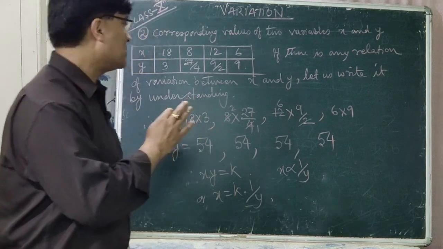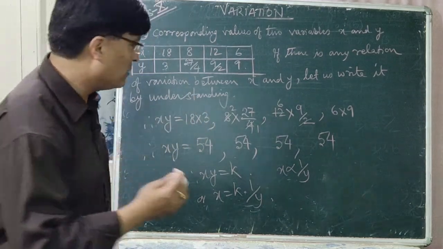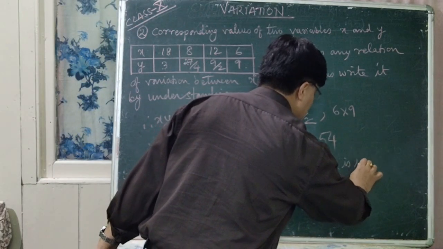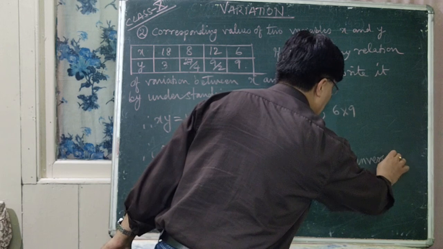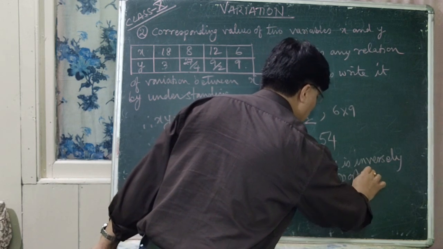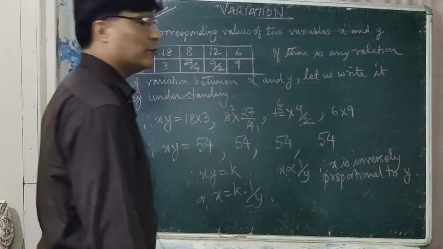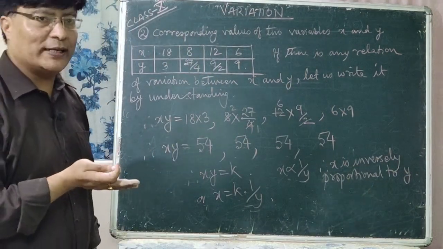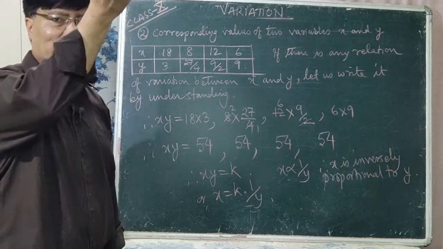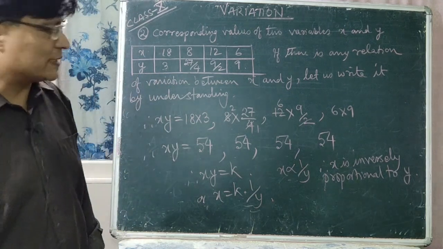So what type of relation is there in between x and y? x is inversely proportional to y. So here you can write, therefore x is inversely proportional to y. That means when x increases, y decreases. When x decreases, y increases. So this type of relation is there in between x and y.